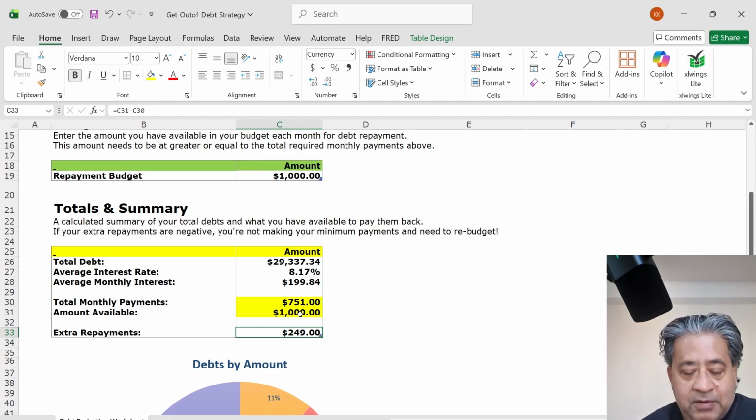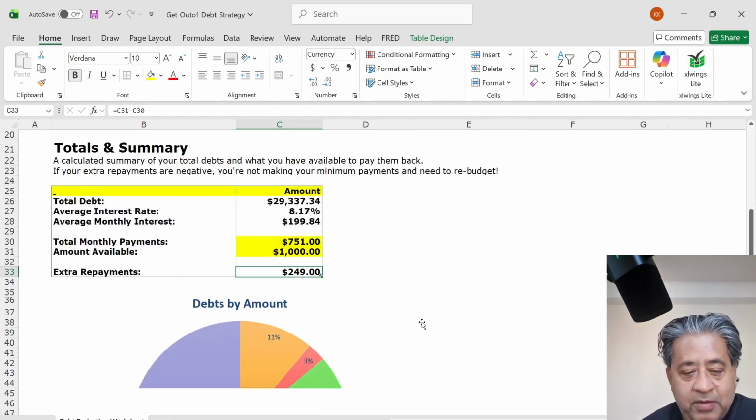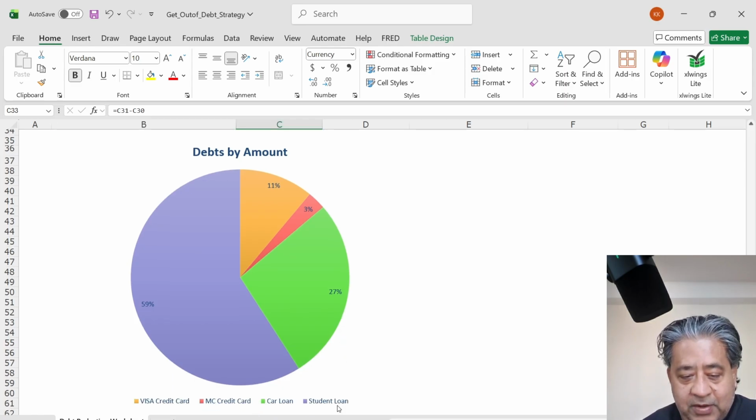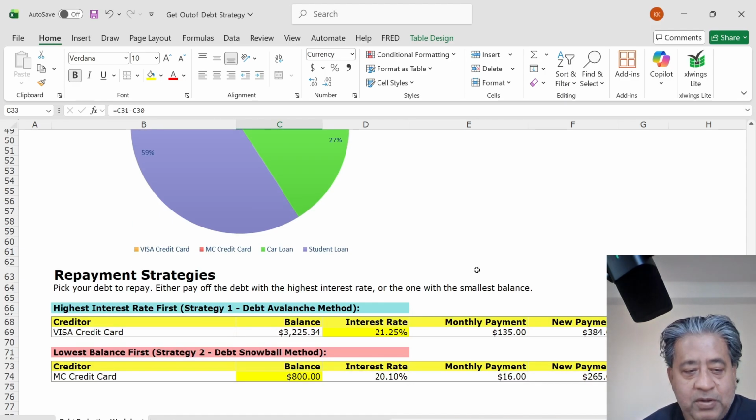Suppose you have $1,000 and you have a little extra to pay off, and this is a different allocation of all the debts. 59% is the highest, the student loan. Car loan is the green one, 27%. MasterCard is 3%, and this Visa 11%. So there are two different repayment strategies you could adopt. The first one is the debt avalanche method.